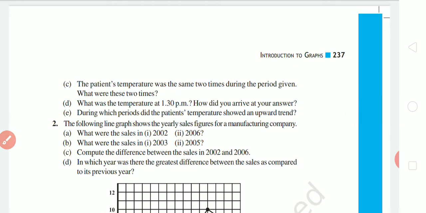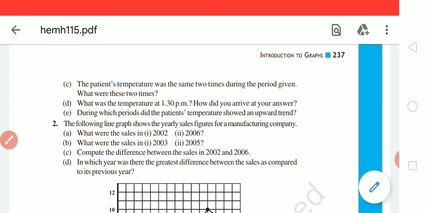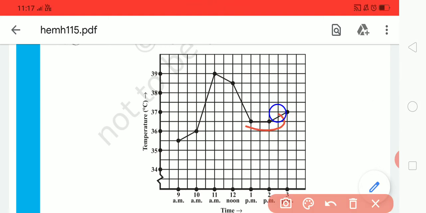The patient's temperature was the same at 2 timings during the period given. What are these 2 timings? So you can see from the graph the timings when the temperature was the same. This is 1 o'clock and 2 o'clock, right?